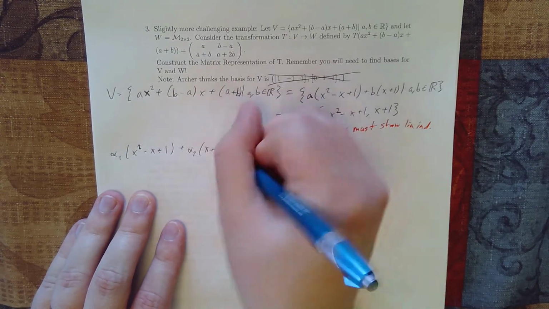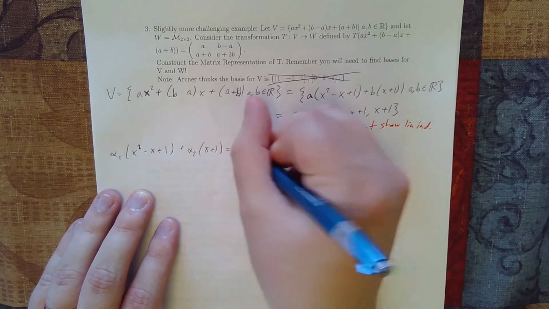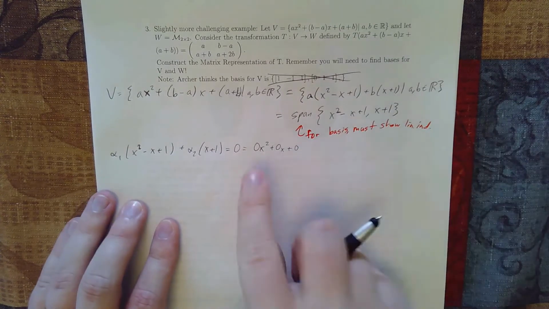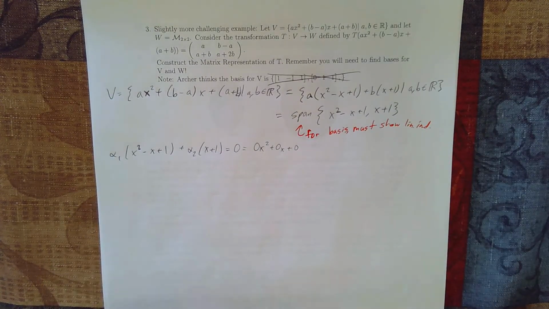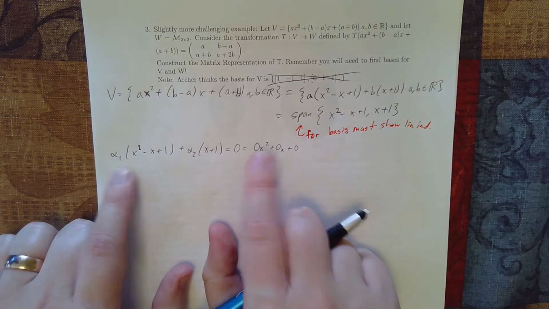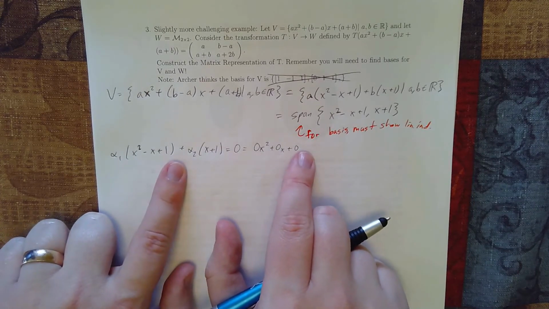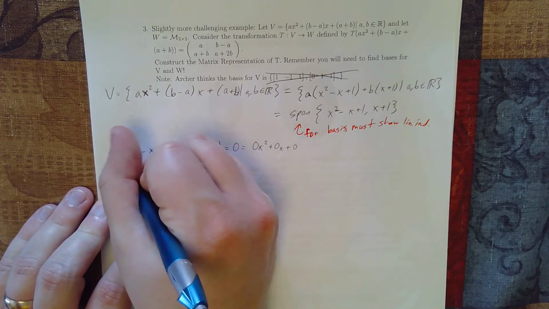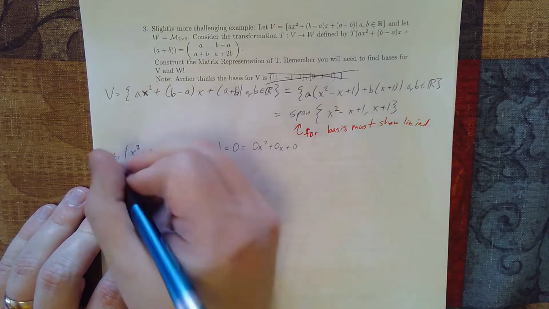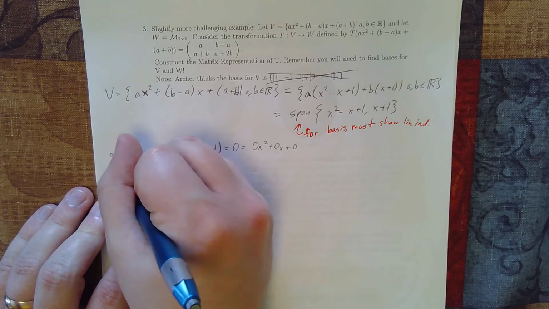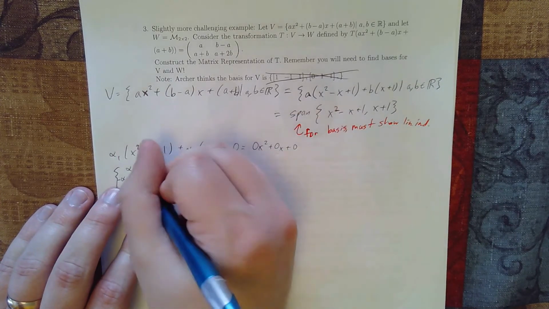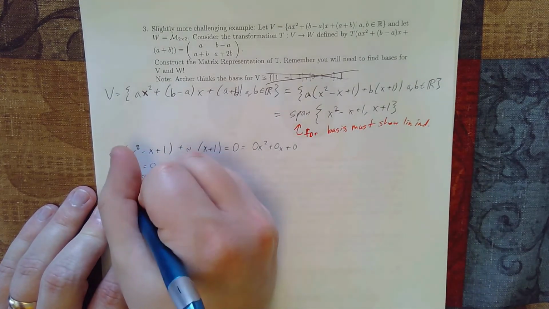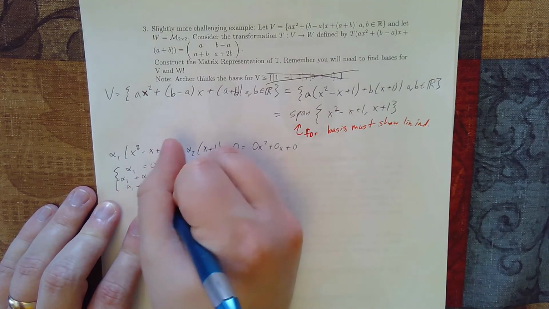plus 1, and we set it equal to 0, which is the same as 0x squared plus 0x plus 0. I spell this out so that it's easier for us to make comparisons to the thing in front of x squared, the thing in front of x, and the thing in the constant term. So our system of equations is alpha 1 equals 0, negative alpha 1 plus alpha 2 equals 0, and alpha 1 plus alpha 2 equals 0.